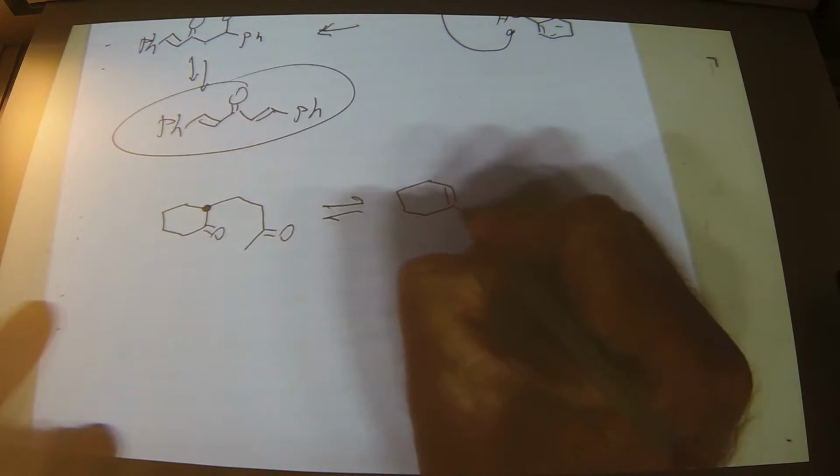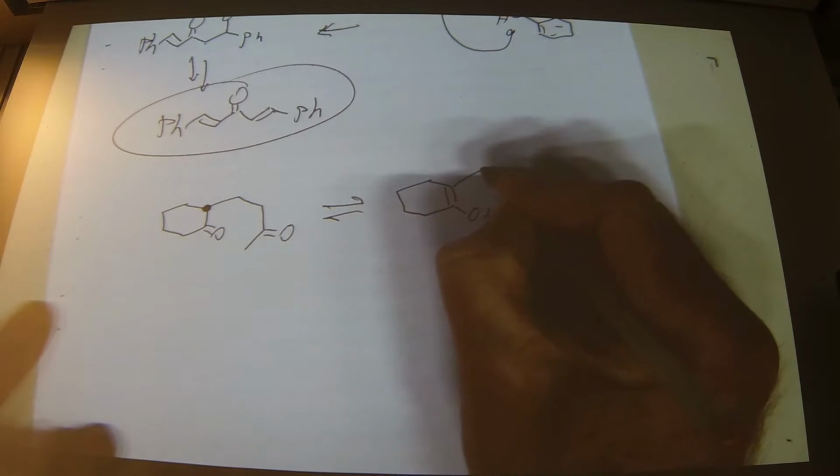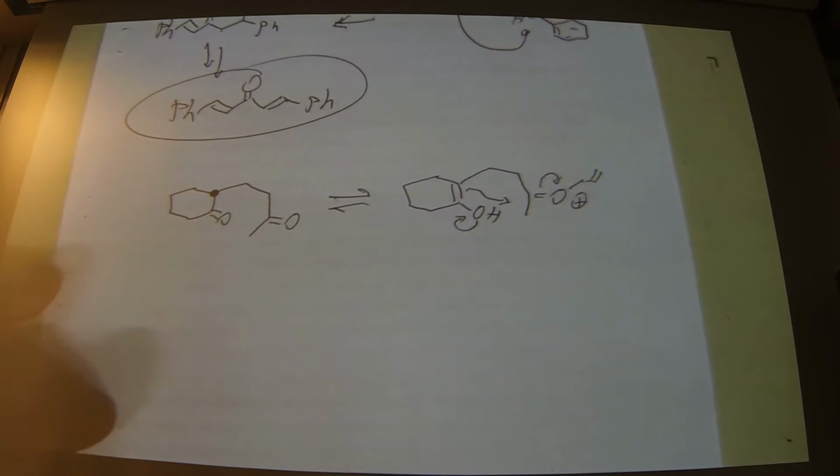So let's just say that I formed the enol at this position. Now, if I enolize it there, what will I end up with? I'm going to end up with this enol, right? Now, if this enol reacts like so, and this is an acid, so it's going to be activated, if it reacts like that, what's the size of the ring that I'm going to form? Count.